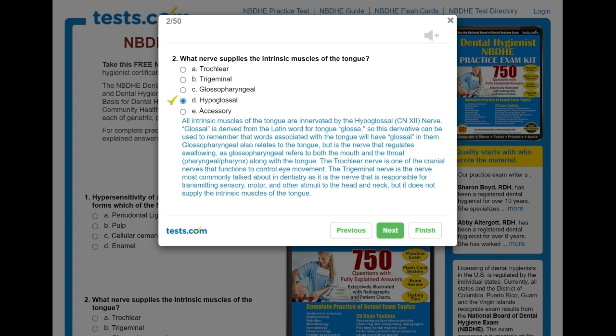The trochlear nerve is one of the cranial nerves that functions to control eye movement. The trigeminal nerve is the nerve most commonly talked about in dentistry, as it is the nerve that is responsible for transmitting sensory, motor, and other stimuli to the head and neck, but it does not supply the intrinsic muscles of the tongue.